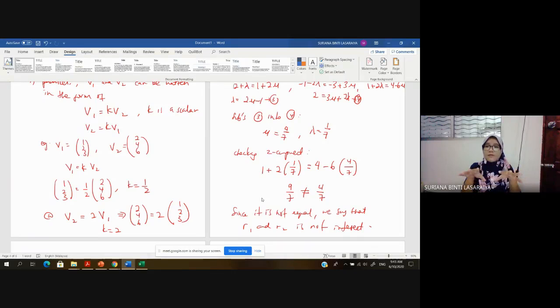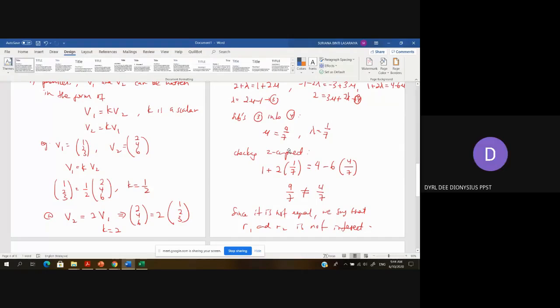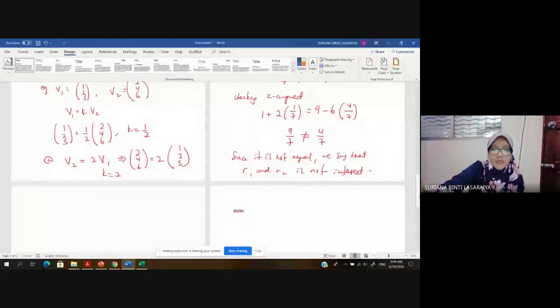Because the mu and lambda that you find from the X and Y components should also satisfy your Z component. Sepatutnya dia kena satisfy lah kalau dia intersect. Boleh? So since it is not equal, we say that R1 and R2 do not intersect. Okay. So how to find intersection? Macam begini. How to find parallel macam begini. Boleh.